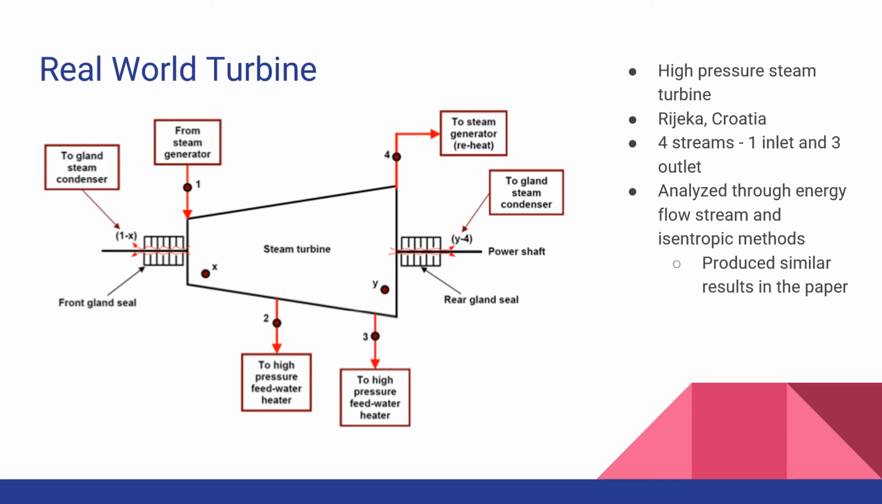On this slide, you can see a diagram that shows what the turbine from the report we found looks like. This is a high-pressure steam turbine located in Rijeka, Croatia. As you can see, this turbine has one inlet stream and 3 outlet streams, which are indicated by the red arrows in the diagram. This steam turbine is analyzed through both the energy flow stream and isentropic method in the report. However, we will be focusing on just the isentropic method.